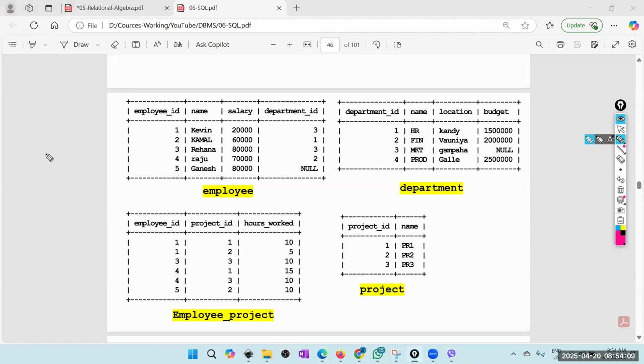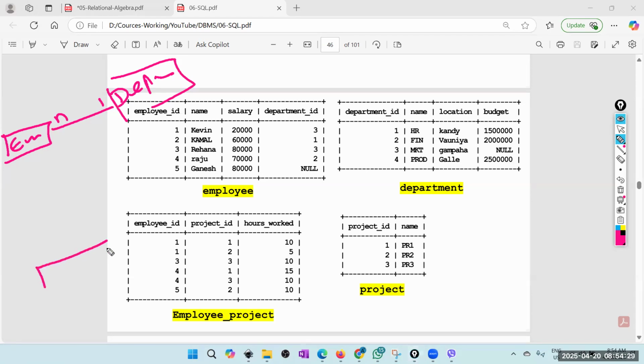So the relationship is something like this. You have the employee, you have the department. It is one to many. One department can have many employees, and one employee belongs to one department. Then you have the projects. One employee can work for many projects, and a project can have many employees. Therefore, we have a connecting table, employee project. One to many, one to many.